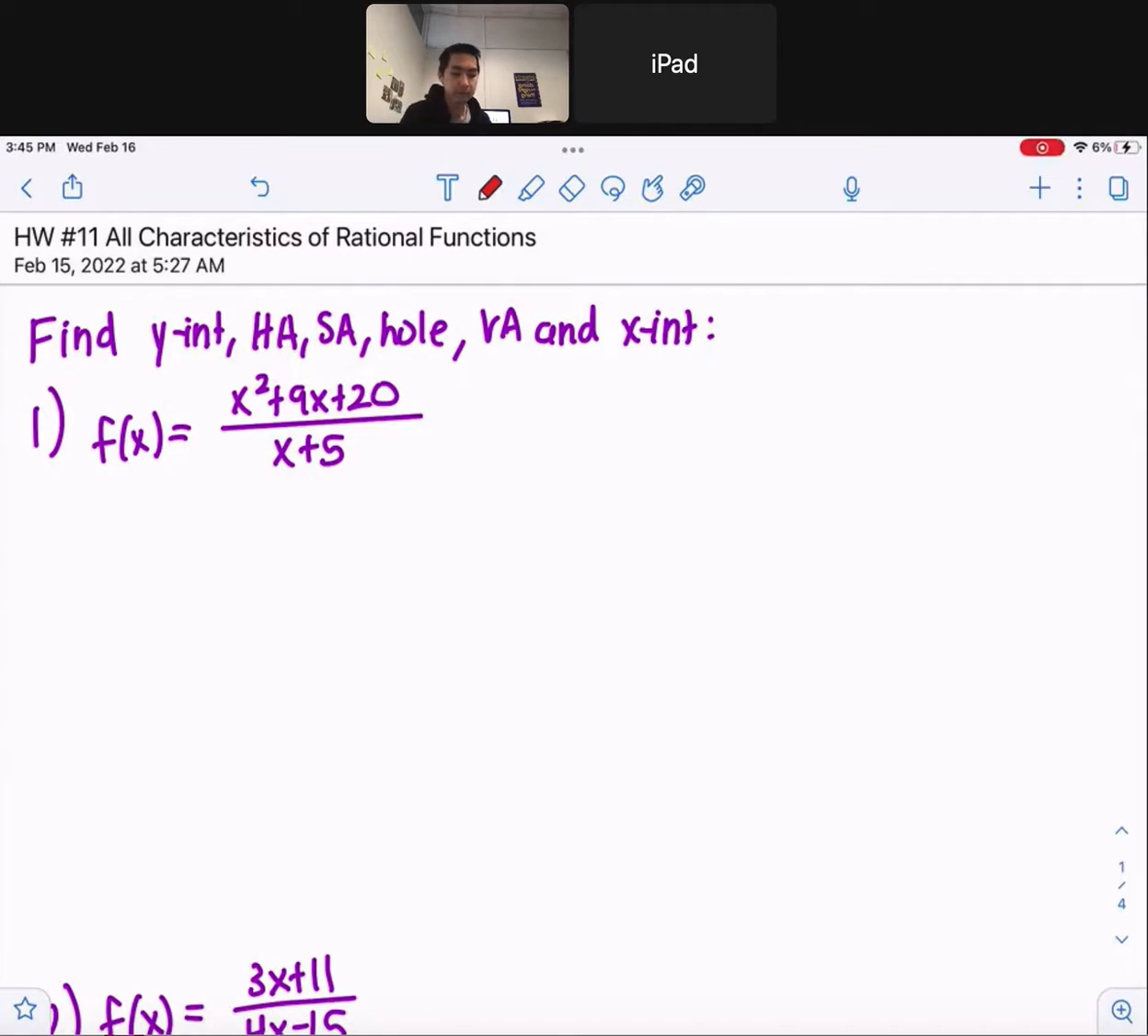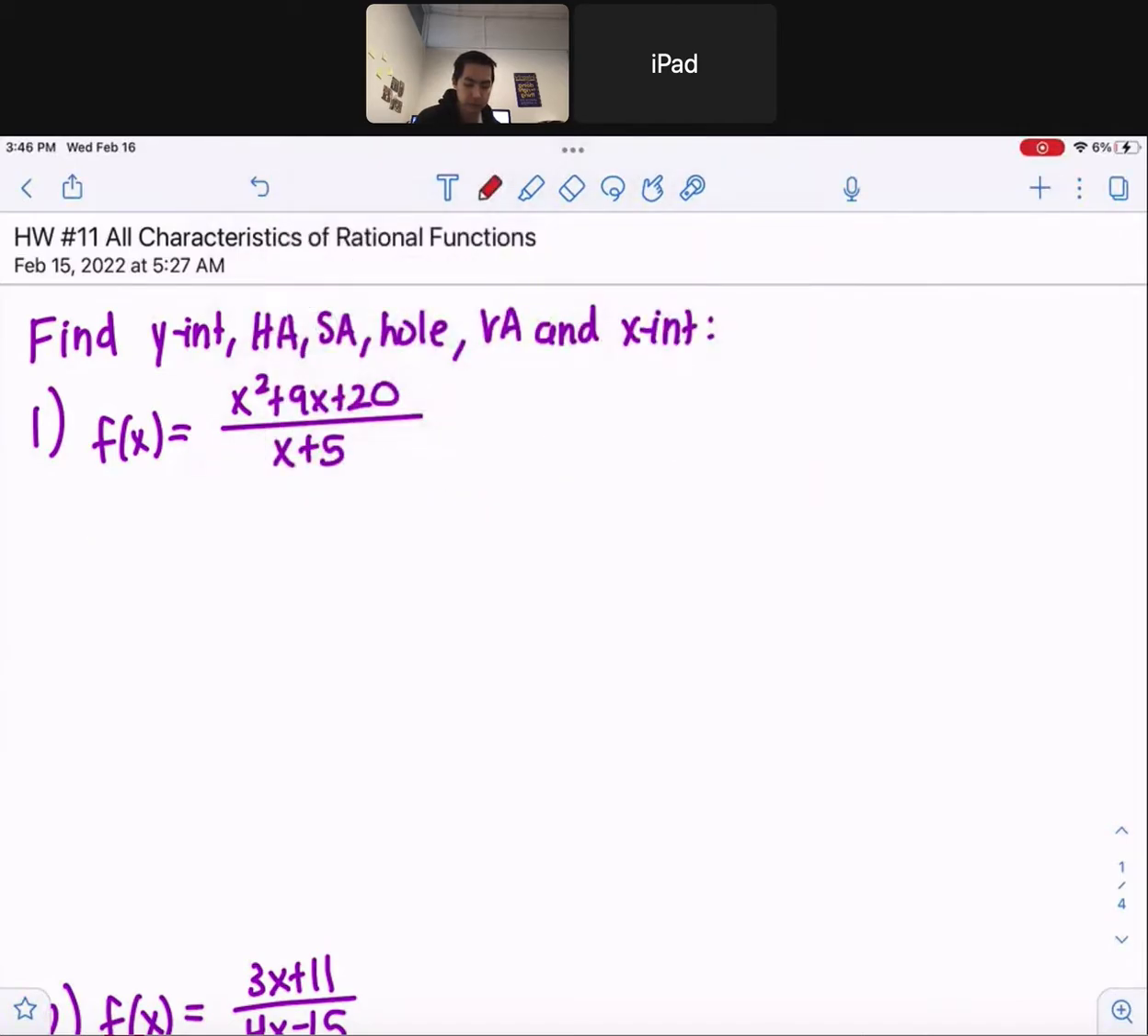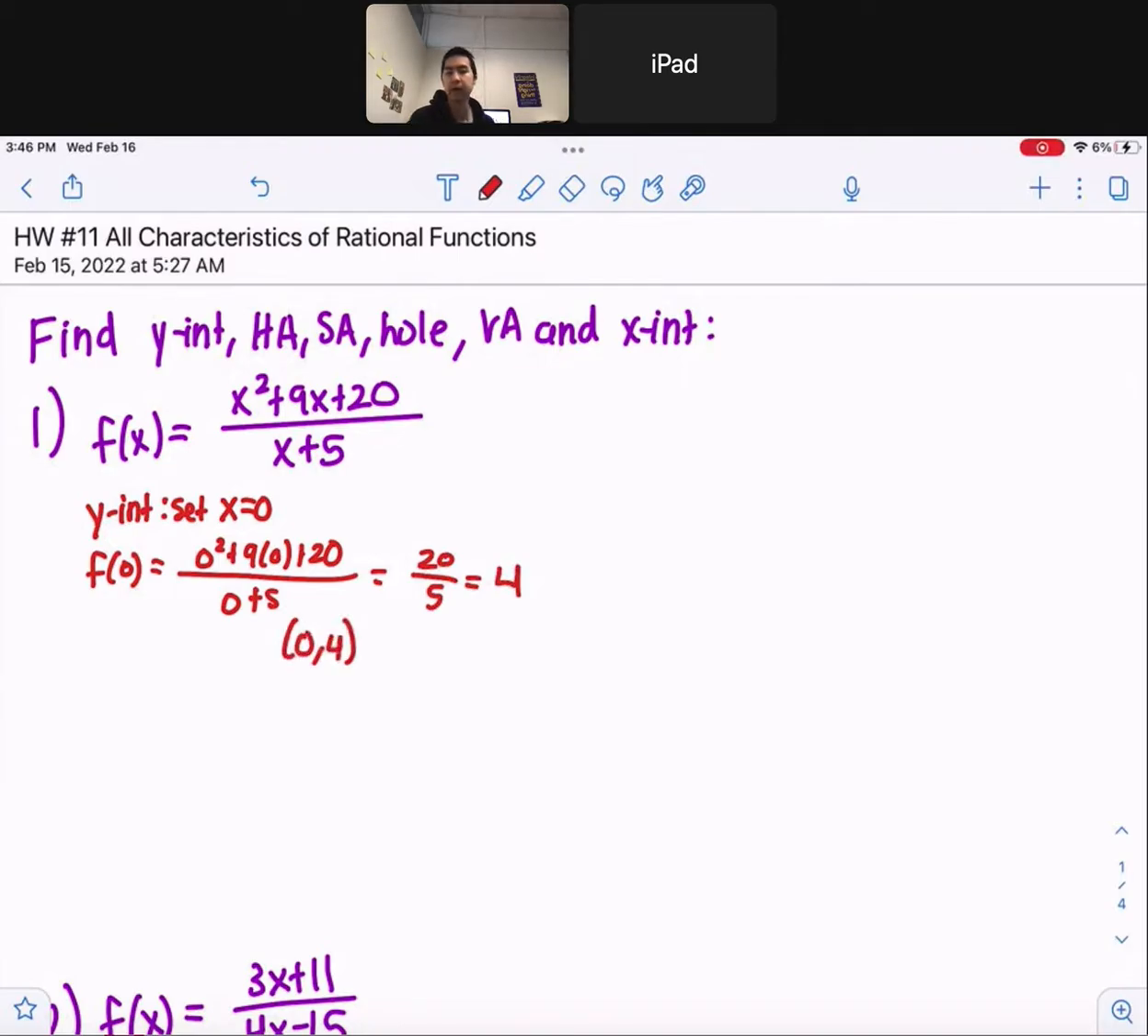To find your y-intercept, you have to set x equal to 0. So set x equals 0, and everywhere you see an x, you plug in a 0. What you will figure out is all that remains is the constant. So 20 over 5 is 4. Y-intercept, (0, 4). So there's that.